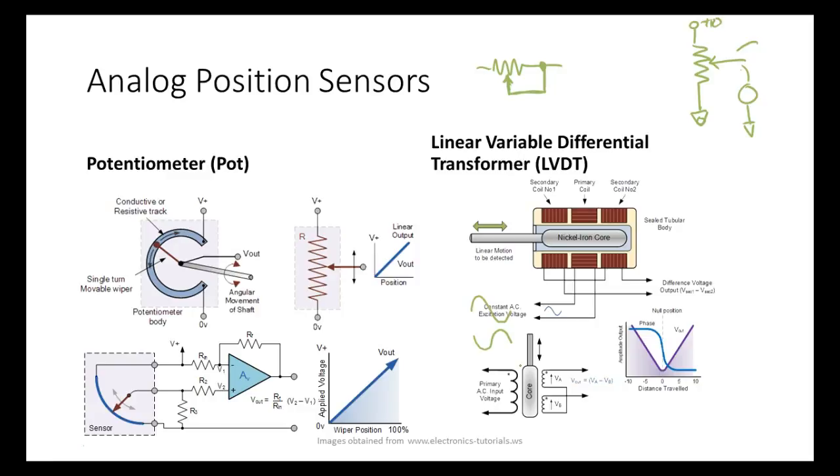Proximity is at a spot. So when it's at a spot, we detect it. Position would mean when it's over a range, right? Understand? That makes sense.